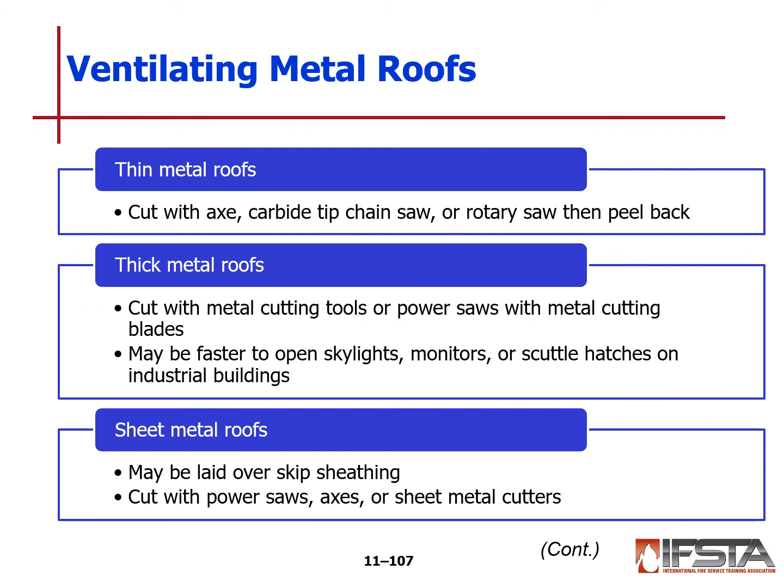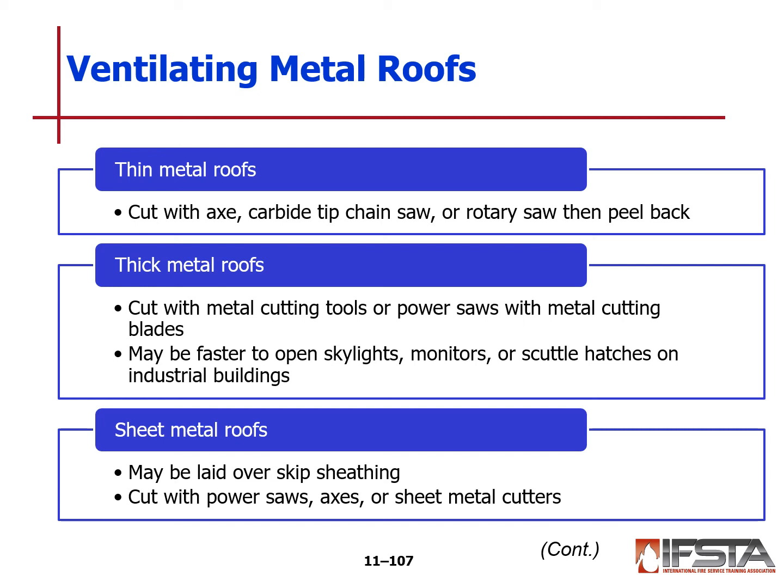Metal roofs. Thin metal roofs we can cut with axe or carbide tip chainsaw or even a rotary saw, then peel it back. Oftentimes our rotary saw works best. If not, you can use an axe. Thick metal roofs we cut with metal cutting tools or power saws with metal cutting blades. This is where your circular saws come into play.